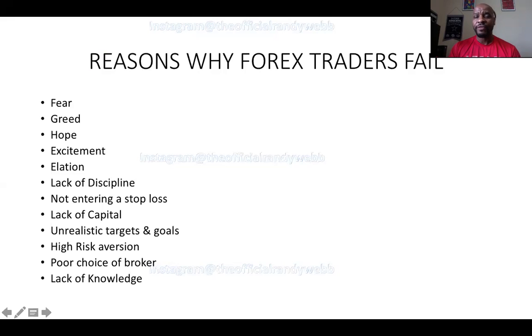Okay, 12 of them. Fear. I get this all the time: I'm scared to go into the trade because I don't want to lose my money. You have this fear of loss, of losing money. Therefore, guess what's going to happen? You're going to lose money. I have people who go into negative $2 and close the trade out, and then the trade goes up and hits. That's fear. Don't have fear in this market.